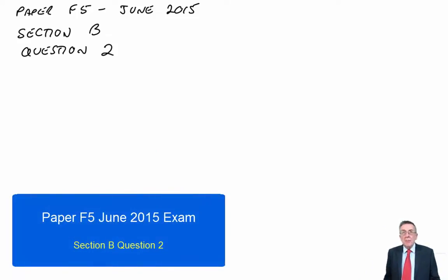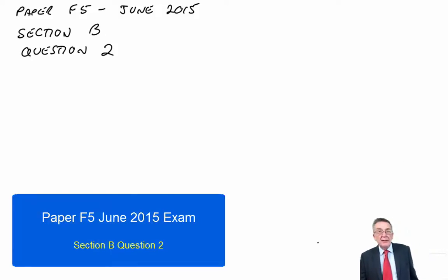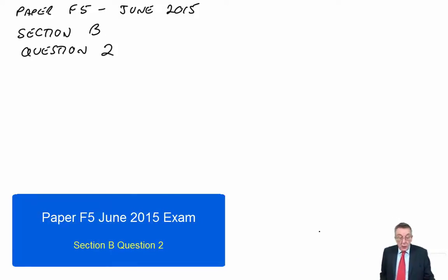Okay, we're working through the June 2015 Paper F5 exam. And I'm now going to work through question 2 in section B. So as always, let's look at the requirements first. Assuming that the group's current policy could be changed, advise using suitable calculations the number of motors which Division M should supply to Division S in order to maximise group profits, and recommend the transfer price or prices at which these internal sales should take place. So let's have a read.